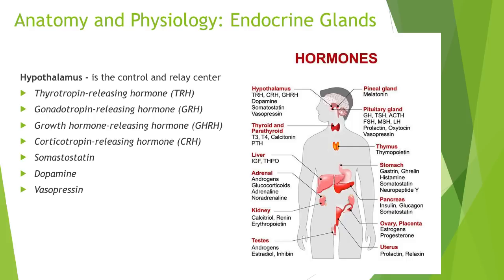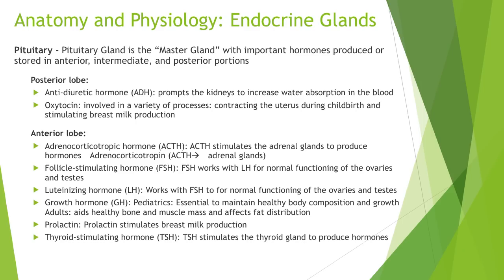The hypothalamus is the control and relay center. It stores a lot of different hormones, as you can see here on the slide, such as gonadotropin, growth hormone, corticotropin, dopamine, and vasopressin. The pituitary gland is also known as the master gland. It's important for production or storage of specific hormones. For example, antidiuretic hormone is stored and secreted, and it allows for the reabsorption of water, which can affect your blood pressure, and can also affect your hydration status.